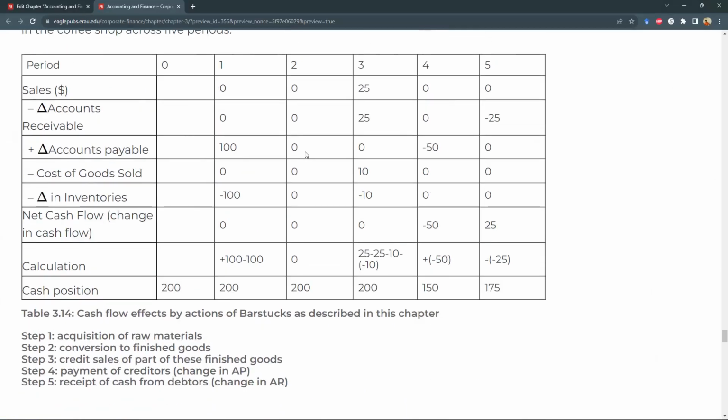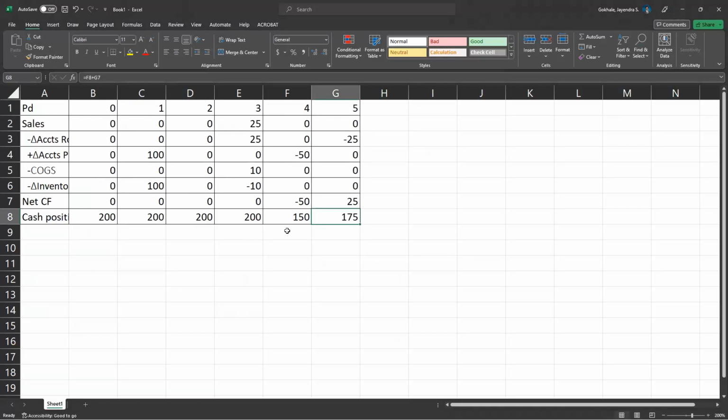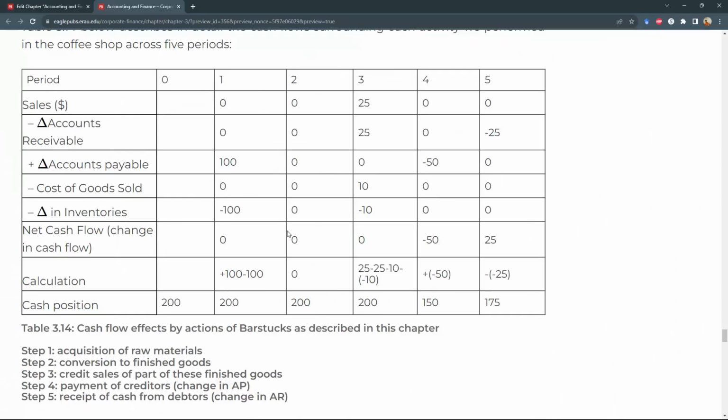And that's exactly what is given in this table right here. So 200, 200, 200, 200, 150, 175. So like that right there. And that is table 3.14.